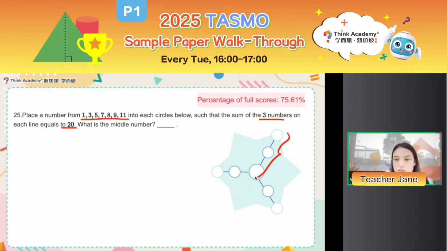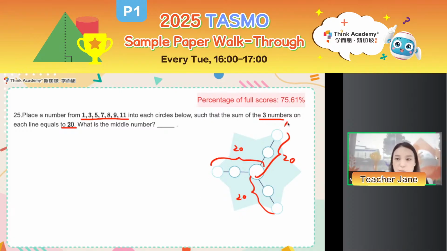So we know the sum of these three numbers is 20. The sum of these three numbers is 20. The sum of these three numbers is 20. So have you noticed that? Some of the blanks, we counted more than once, right? Which one? The one in the middle, right?